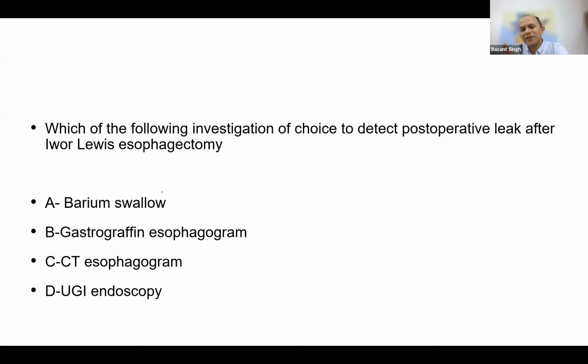Or even if the patient is not able to take orally, you can put a rice tube and then put your contrast there. Once you have done that, then you do an endoscopy. Endoscopy should not be the first investigation if you have a leak, because if you have any insufflation, that leak will just increase.